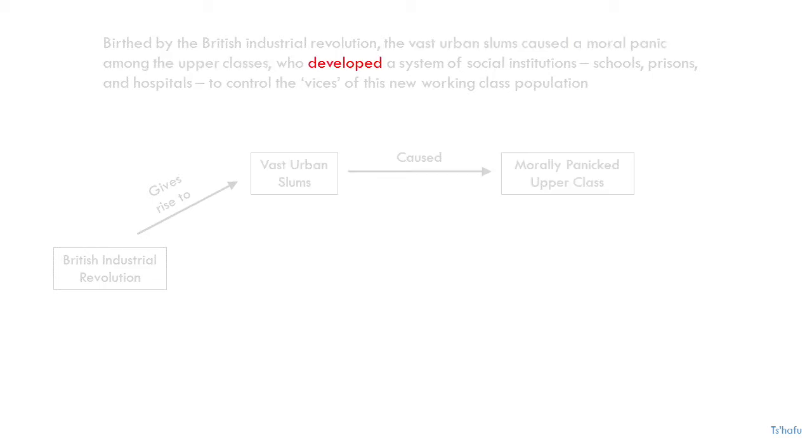So let's move on to the third. Something developed something. What is doing the developing? The morally panicked upper class. We already have that. Great. And what is it developing? Right here, a system of social institutions.